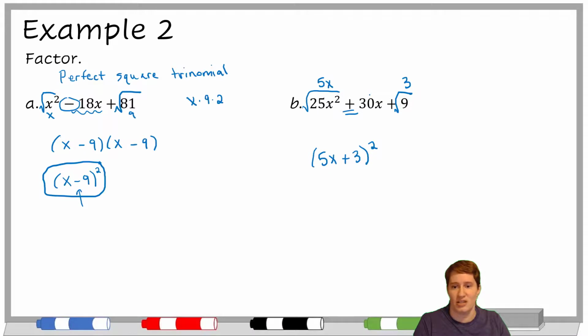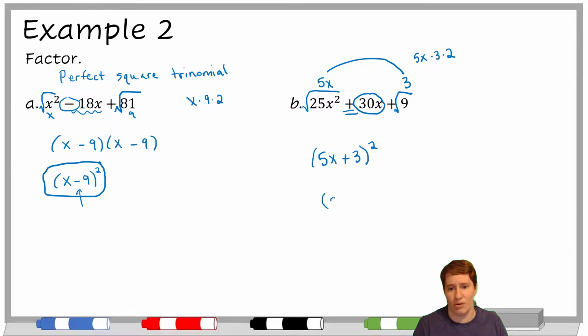The other thing to check is this 30x. So in order for this to really factor into (5x + 3) squared, then 30x has to be whatever you get when you do 5x times 3 times 2. So 5x times 3 is 15x, times 2 is 30x. Yes, that worked. Now, why is that the case?